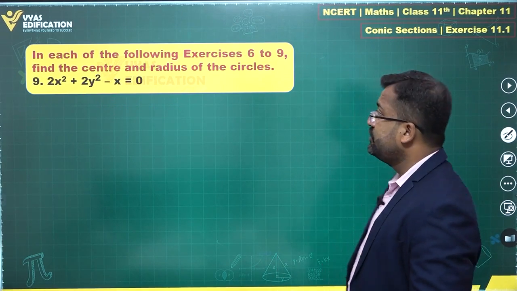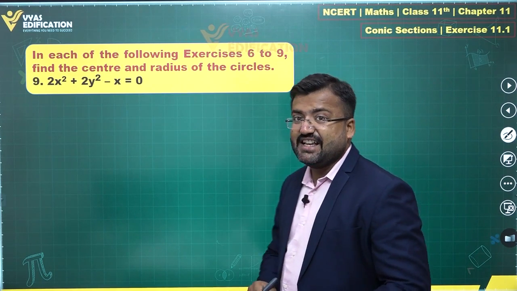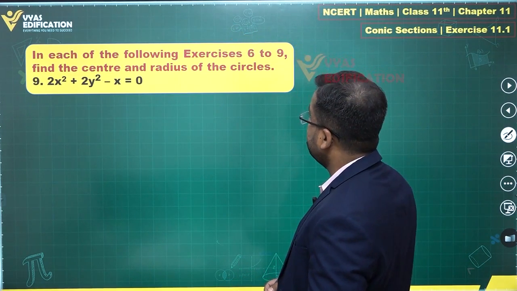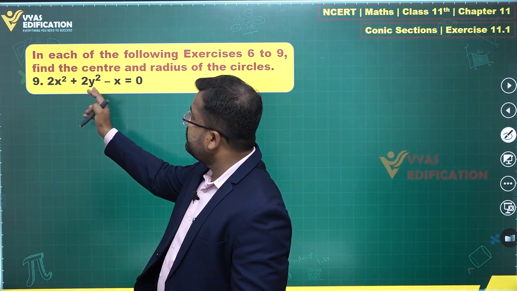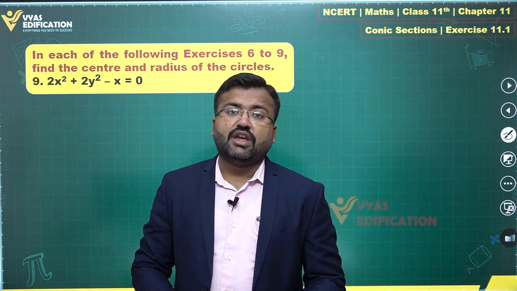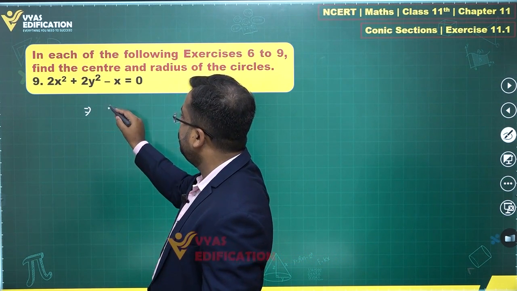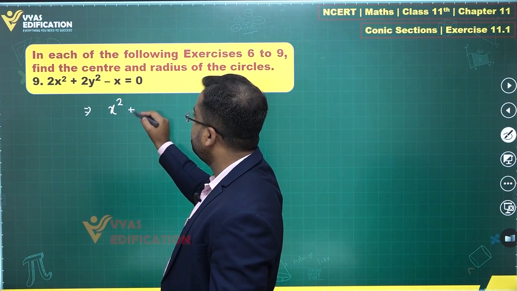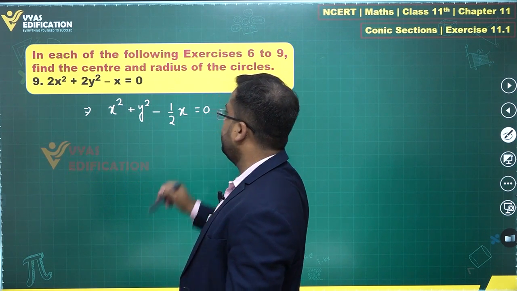Let's take a look at the 9th question. It says 2x square plus 2y square minus x, and we are supposed to find the center and radius for the circle. Okay, the first thing that you'll observe is that the coefficients of x square and y square are not 1. Let's try to make the coefficients 1 first of all. So what I'll do is I'll divide by 2 throughout. This is x square plus y square minus 1 by 2 x equals 0.